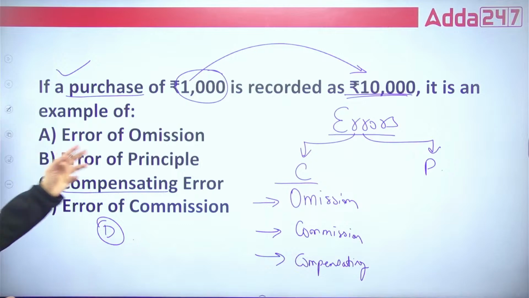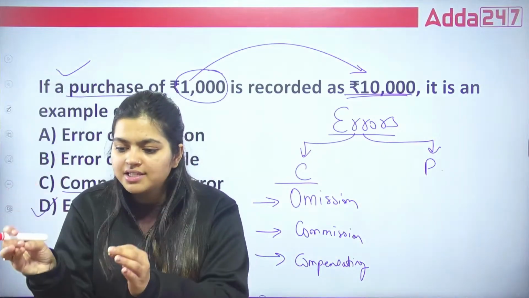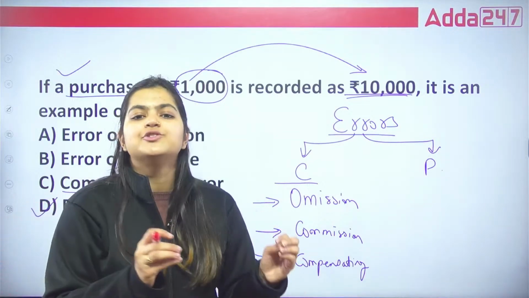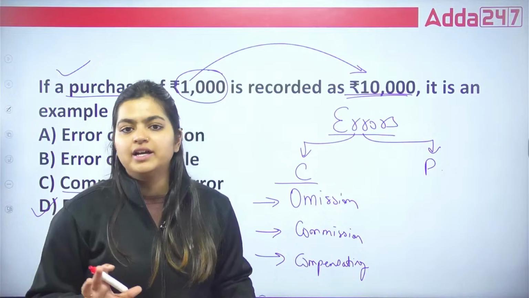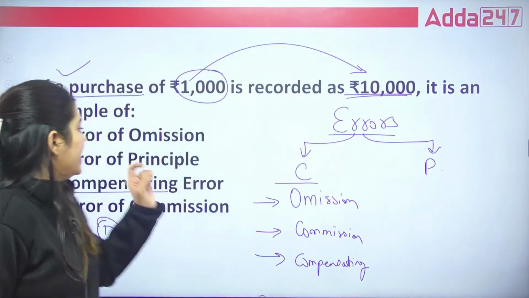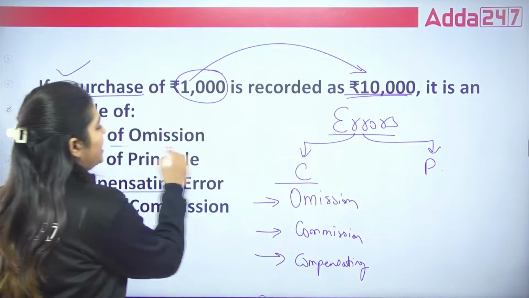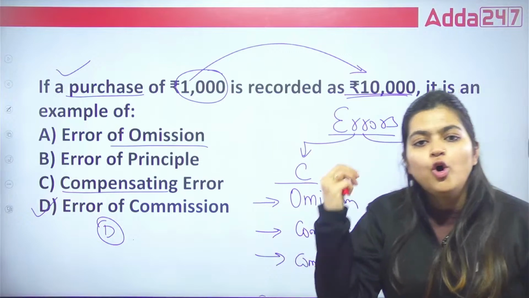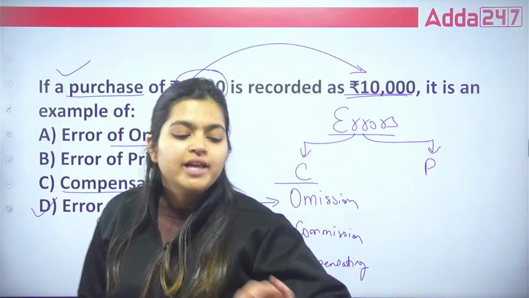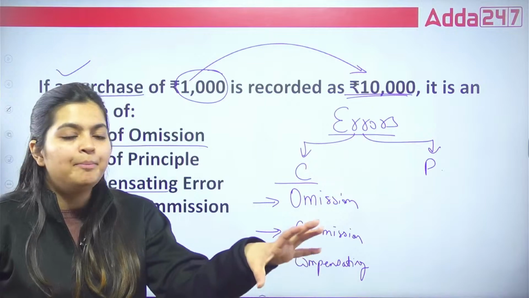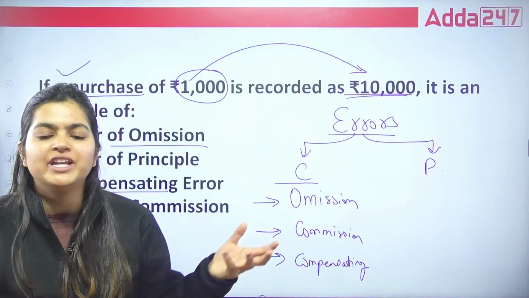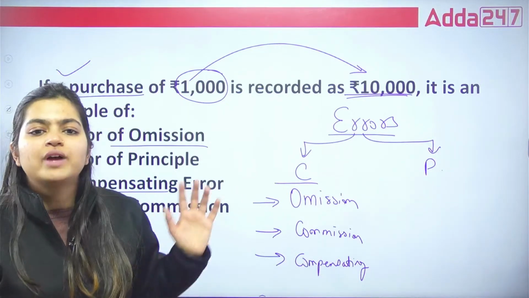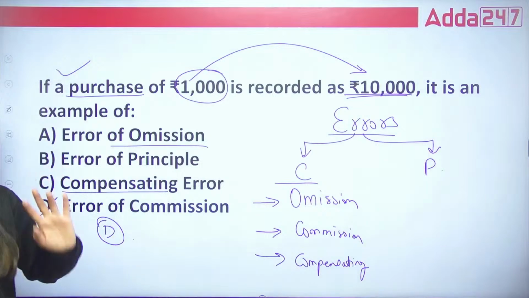Correct? Then error of principal. In this you are writing assets as expenses, liabilities as your capital, or liabilities as your income. When you are making these types of errors, that is error of principal. Omission error means there is no entry for that specific transaction. You have omitted the entry only. There is no print of that entry in your books. You have forgotten to write that entry. So that is error of omission.